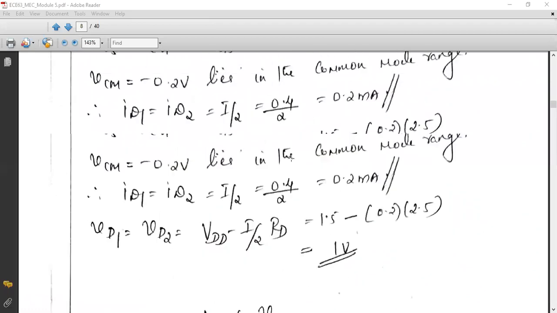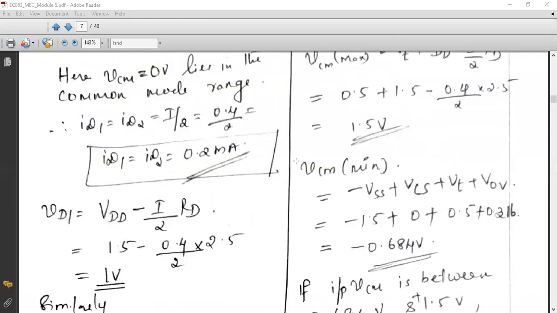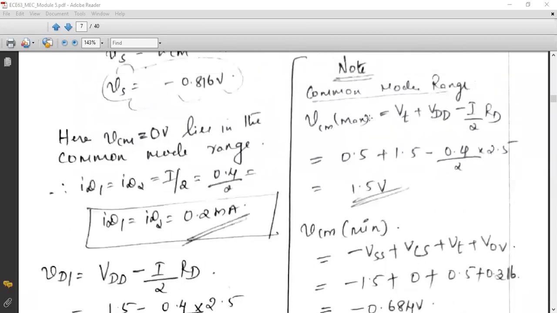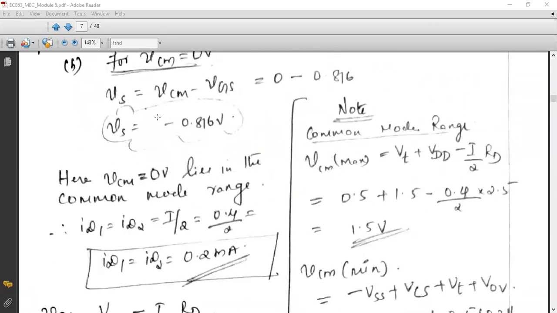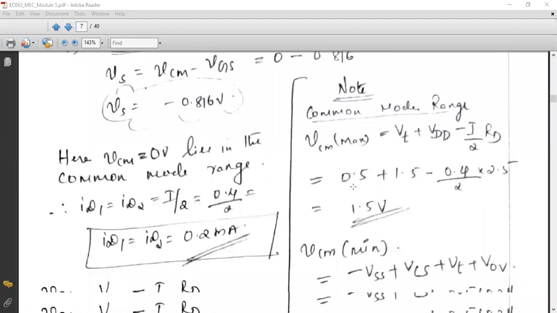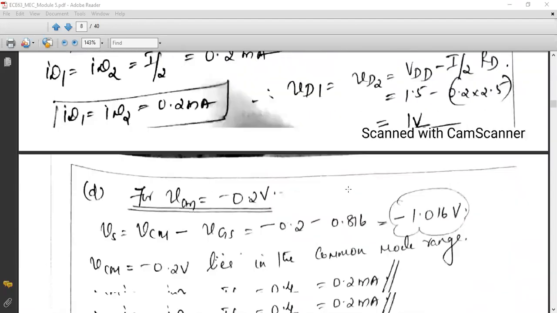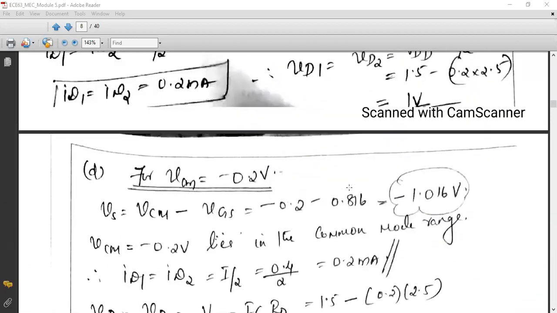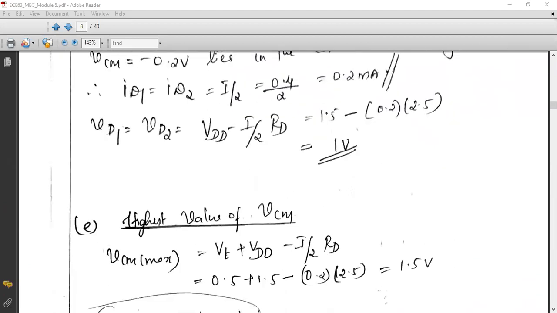It is Vt plus Vdd minus I by 2 into Rd, the same thing, isn't it? Because this particular parameter we require to find out initially only, then only we can write this condition, or we can check the condition whether our input lies in this common mode range. So part E and part F is nothing but the same condition whatever you have checked before. So just copy down the answers, that's it.